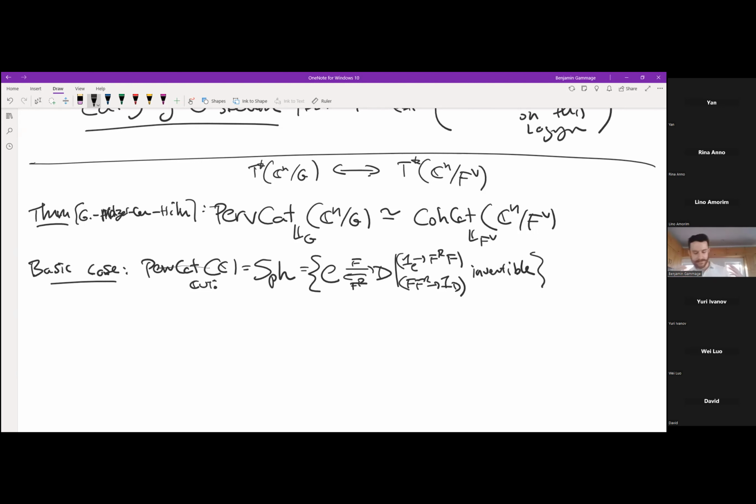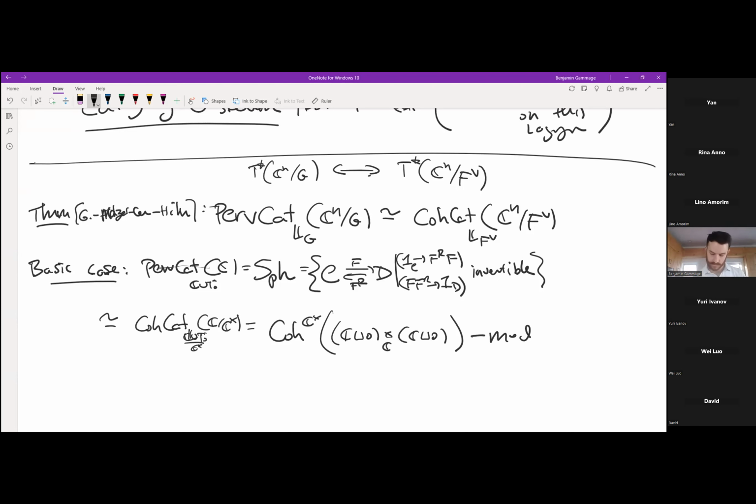So that's just to give you a flavor of what this perverse sheaves of categories thing is. And on the other side, what I have is coherent sheaves of categories on C mod C star, with singular support in, again, C union T star zero mod C star. It's the same Lagrangian. It's C union the cotangent fiber to zero mod C star. It's always the same Lagrangian right now.